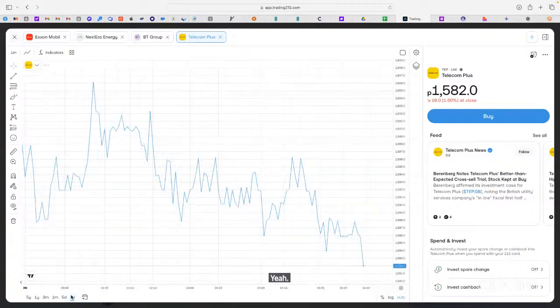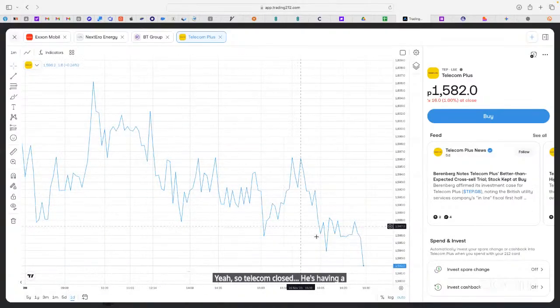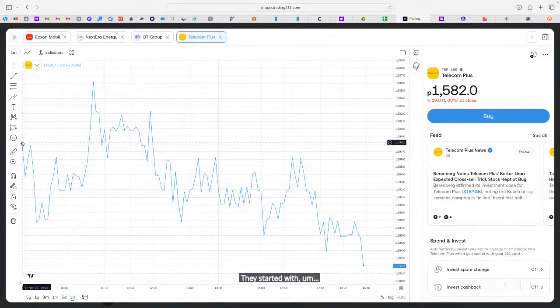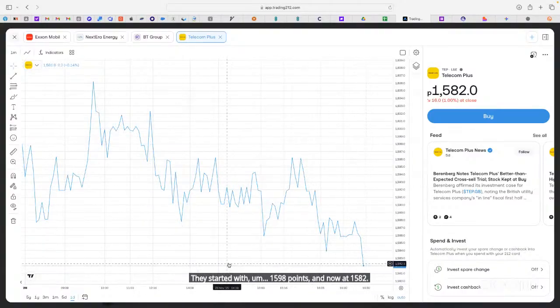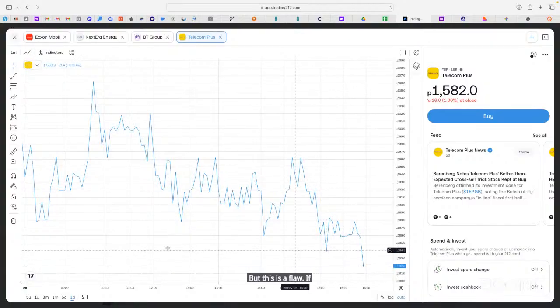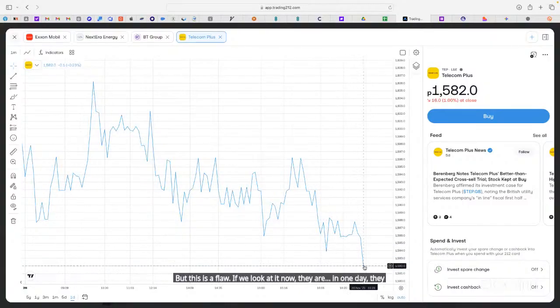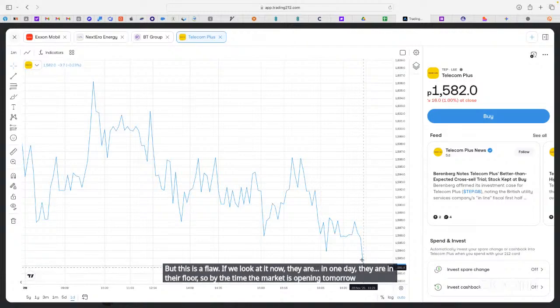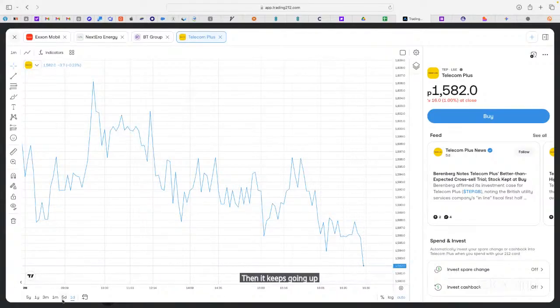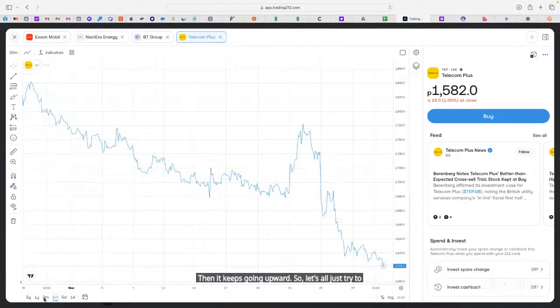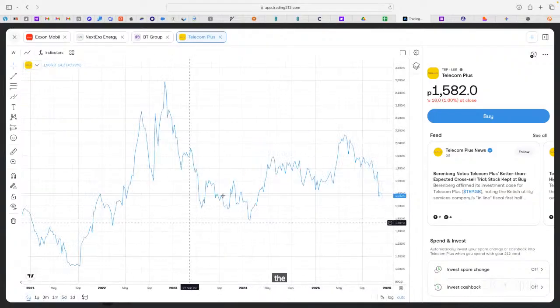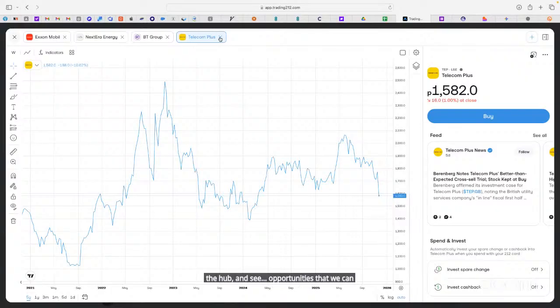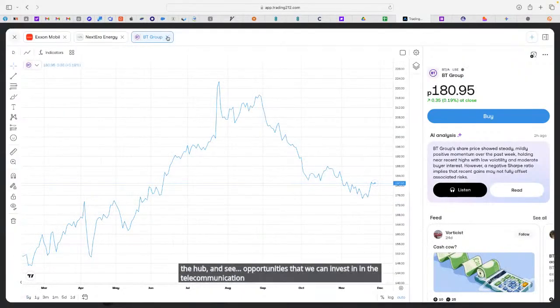Yeah, so Telecom Plus is nosediving. They are nosediving in the last 1 day. They started with 1598 point and now at 1582. But this is a floor. If we look at it now, in 1 day, they are at their floor. So by the time the market opens tomorrow, there is a possibility that if it doesn't break downward, it keeps going upward. So let's all try to interact with the app and see opportunities that we can invest in the telecommunication and energy sector.